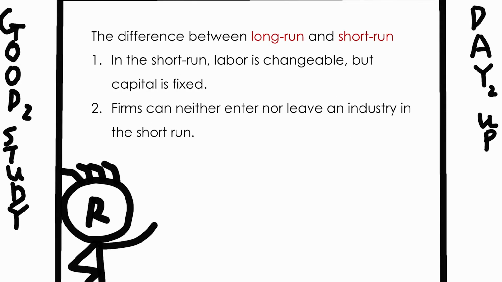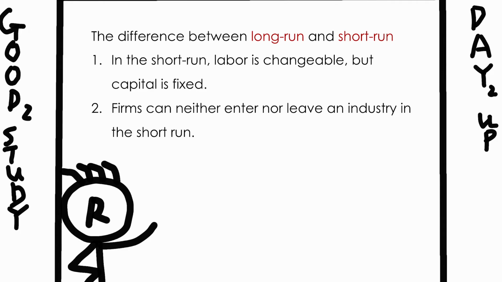Next, we need to understand the difference between long run and short run. There are two main differences. The first one is in the short run, labor is changeable, but capital is fixed. So based on the model that we're studying here, there are only two inputs of production. One is called labor and the other one is called capital. Labor is just labor, workers, and capital can be factories, machinery, buildings, etc.